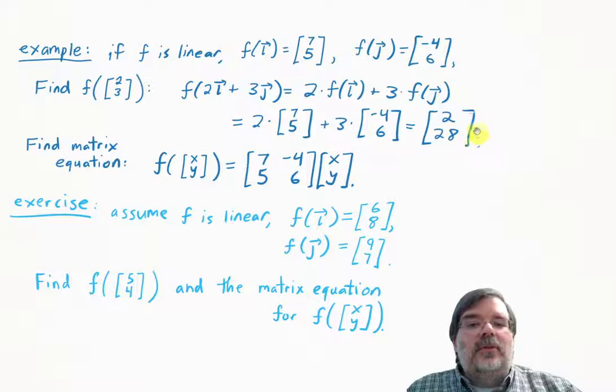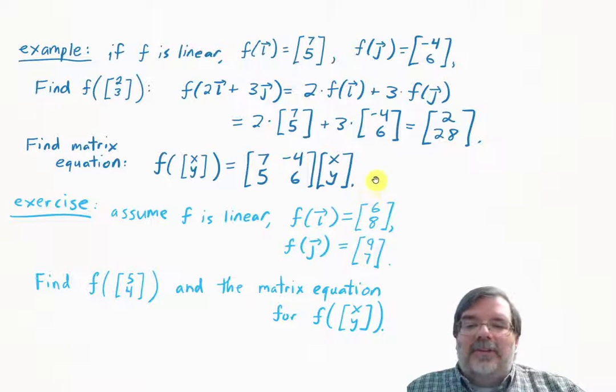And so it's pretty quick to calculate a specific value if you know this information. It's also pretty quick to find the matrix equation. Right? F of i is the first column of the matrix, and f of j is the second column.